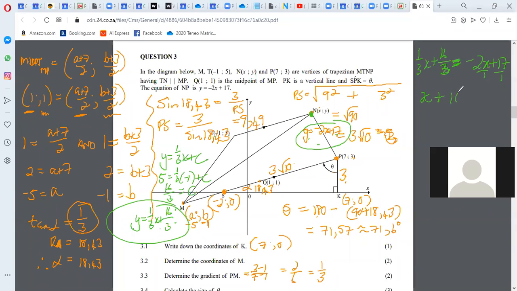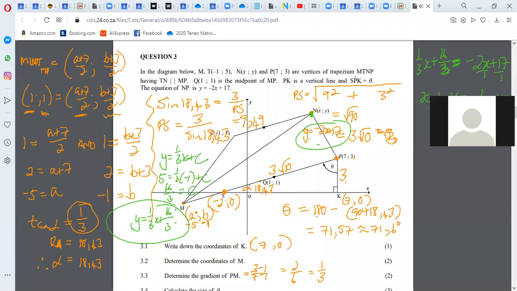X plus 16, that's missing a 3, so minus 6x. And that's missing a 3, so plus 51. X plus 6x is 7x. And 51 minus 16 is 35. And then if I divide by 7, I get 5. So far, the intersection is 5 something.